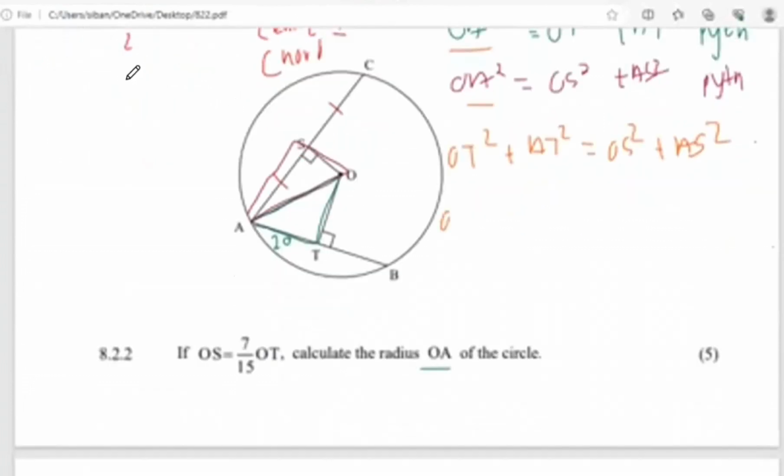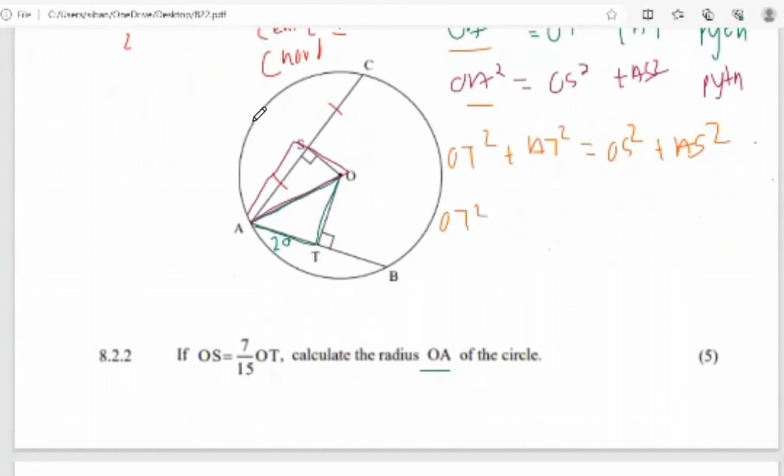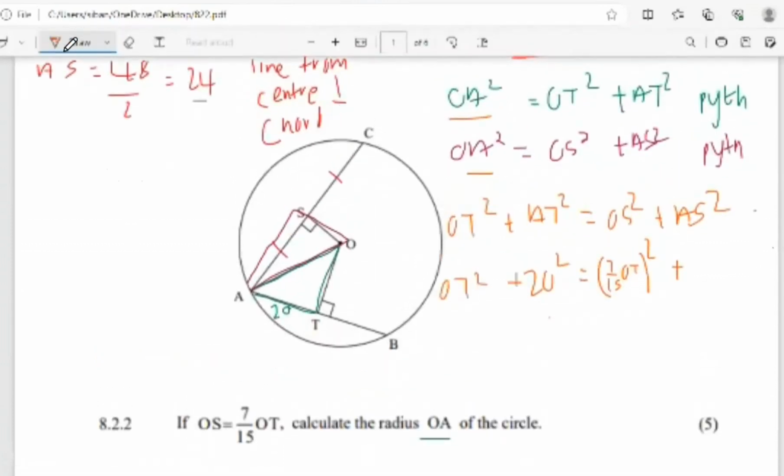We'll leave our OT squared as it is. In the previous question, we calculated AT as 20. So here we'll put 20 squared. We have been told that OS is 7/15 of OT. So in the place of OS, we'll put in 7/15 OT squared. And we have previously calculated that AS is 24. So we'll just put 24 squared here.